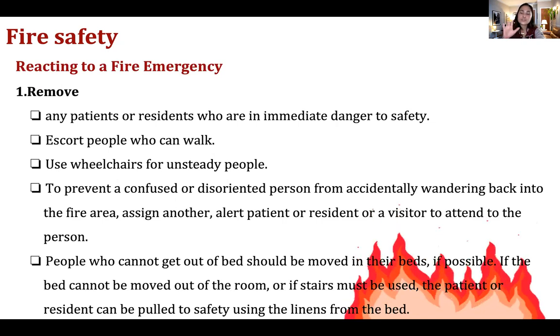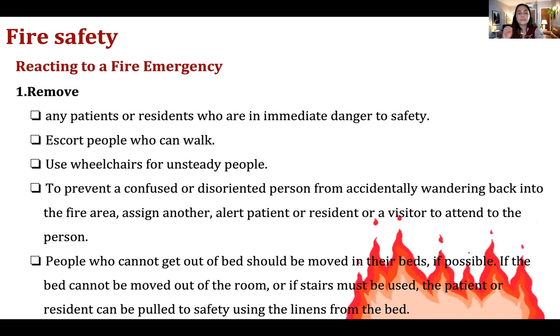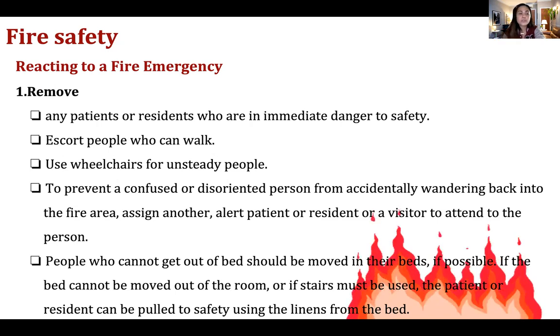So what are the things that we need to do if there is a fire? Always remember the acronym RACE and PASS. First, RACE. R in RACE is remove or rescue. So remove the patients from the place where there is fire, any patients or residents who are in immediate danger.